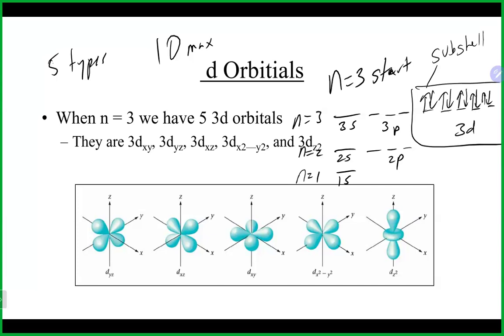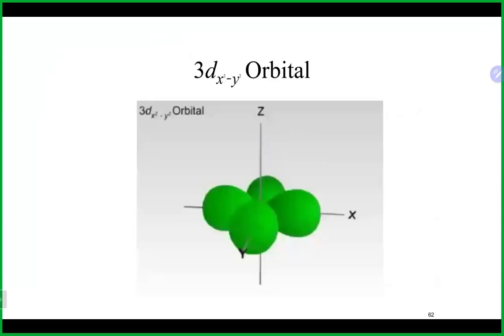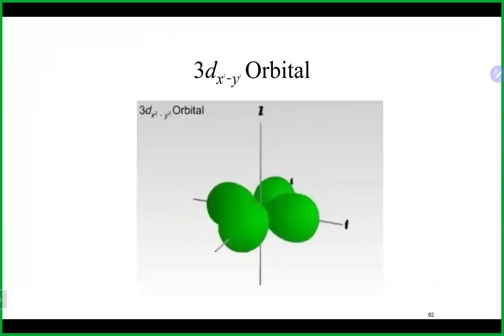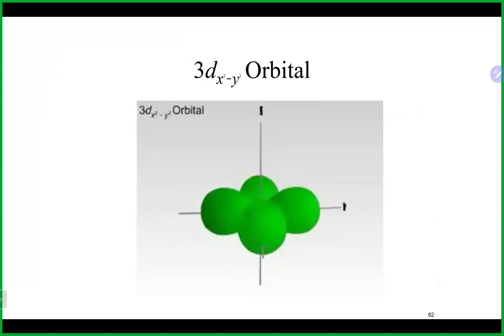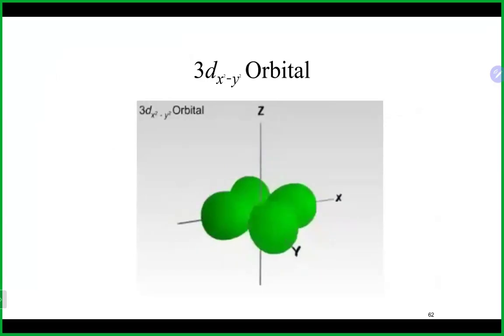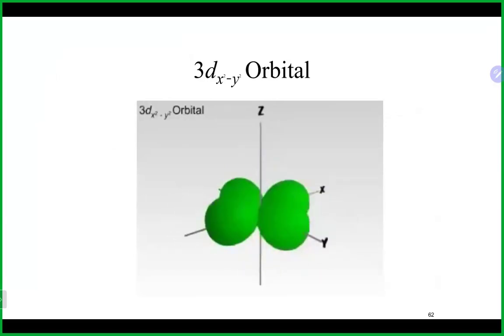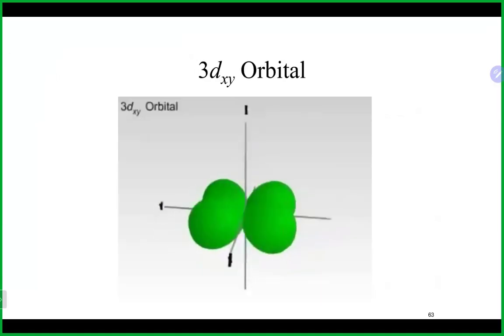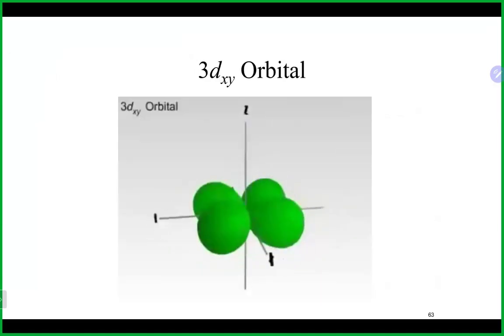As you can see there from the picture, essentially they kind of look like two p orbitals together, basically. So here's what they look like. Cloverleaf shape that lies in the xy plane and is aligned along the x and y axes. The 3d x squared minus y squared orbital has a cloverleaf shape that lies in the xy plane and is aligned along the x. The 3dxy orbital has a cloverleaf shape that lies in the xy plane and bisects the x and y.